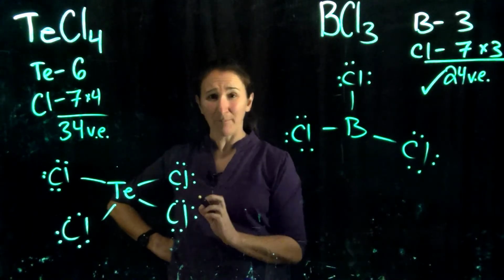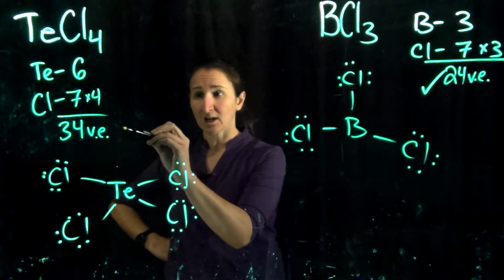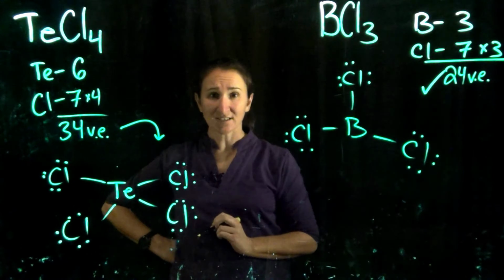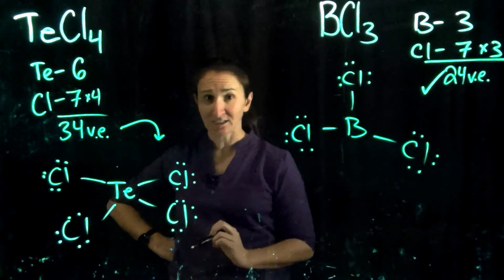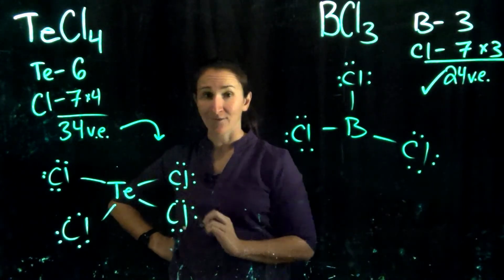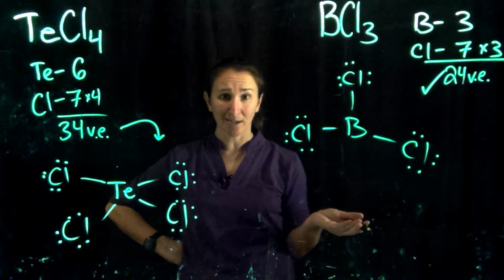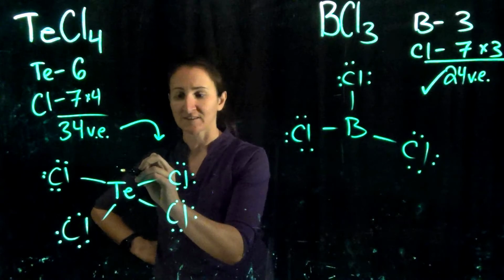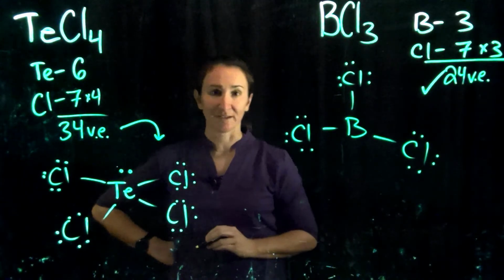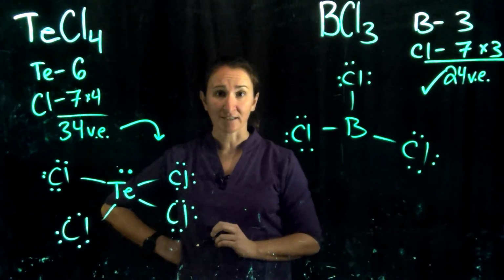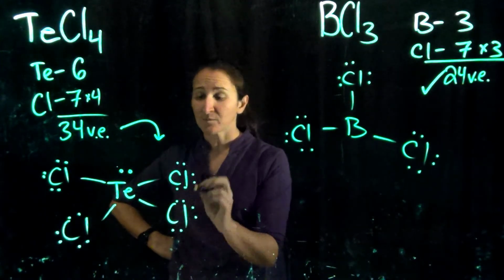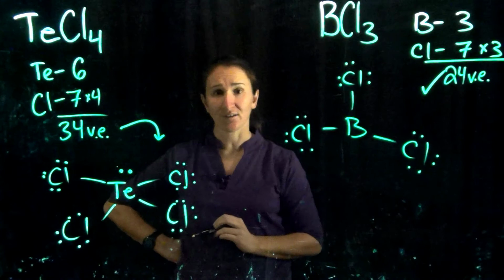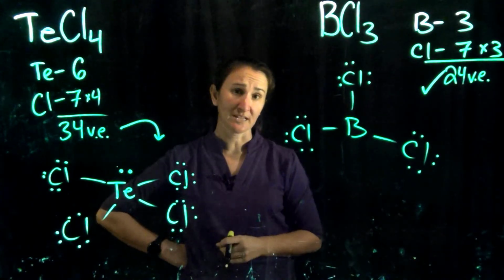But I can't stop there, because I have to make sure that my valence electrons match my Lewis structure. And it doesn't right now, because 8 times 4 is 32. I have 34 available. Where should I put them? How about around the center? It goes right in the middle. Tellurium is bigger than phosphorus. It can take those extra electrons. Okay, so that's what you're looking at here, and this is your final Lewis structure for our tellurium tetrachloride.